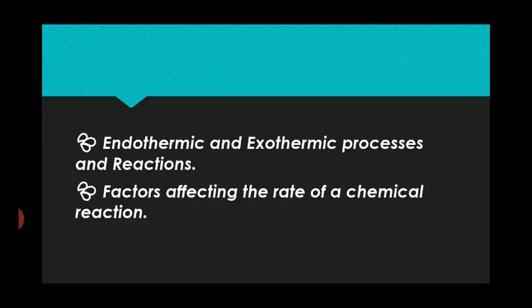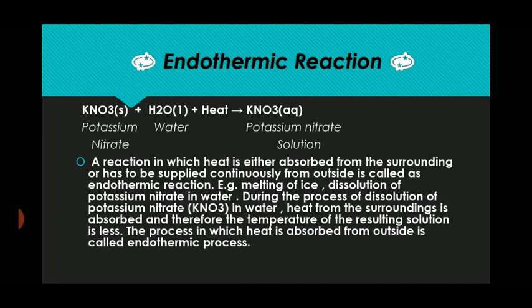Now today's topic is about endothermic and exothermic processes and reactions. The second topic is the factors affecting the rate of a chemical reaction. First, let's come to the endothermic reaction. So what is an endothermic reaction? A reaction in which heat is either absorbed from the surroundings or has to be supplied continuously from the outside is called an endothermic reaction.